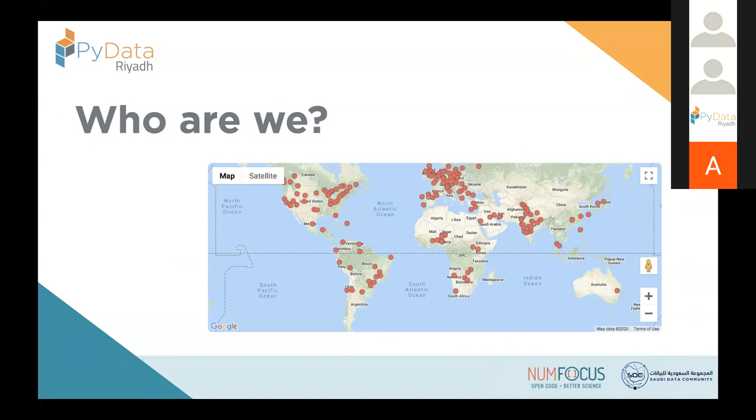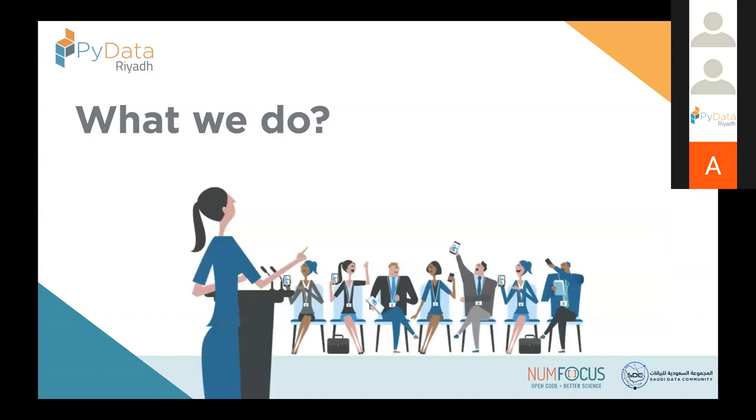PyData is in over 60 countries with over 170 groups globally. And this is PyData Riyadh, as you see. You can also check out PyData Jeddah and Khobar. What do we do? We aim to be first and foremost community driven, and to provide a forum and meetups for users and developers of data analysis tools to learn and share from one another.